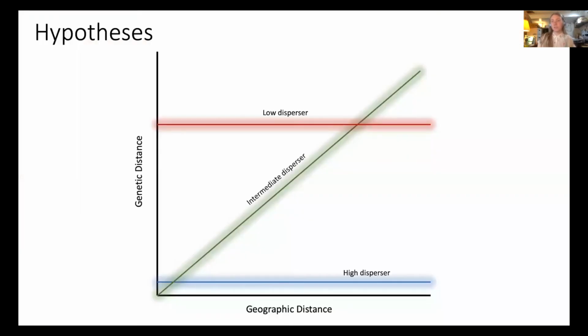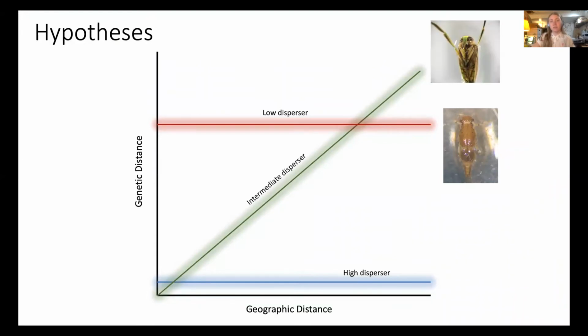Based on dispersal ability of our insects, we hypothesized that for our low disperser, our mayfly, we would observe relatively high genetic distance with increasing geographic distance, or at all scales of geographic distance. With our intermediate disperser, we hypothesized to observe increasing genetic distance with increasing geographic distance. And for our highly dispersive dragonfly, we predicted that we would see relatively low genetic distance among some populations at all scales of geographic distance.